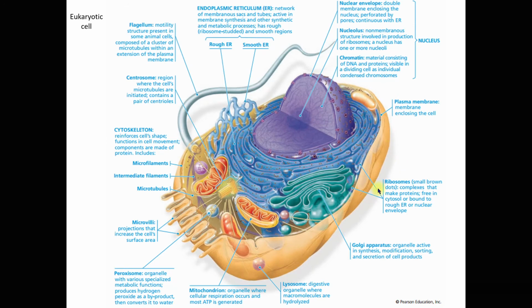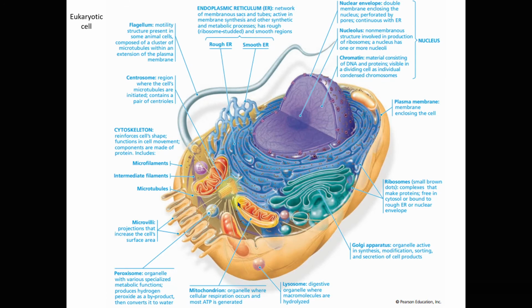Next we have ribosomes. These are complexes that synthesize proteins. These ribosomes can be found either freely in the cytoplasm or cytosol, or bound to the rough endoplasmic reticulum, as well as the nuclear envelope. Next we have the lysosome. You can see the lysosome here. It's an organelle as well, a digestive organelle where macromolecules are hydrolyzed. Another word for hydrolyzed is digested or broken down.